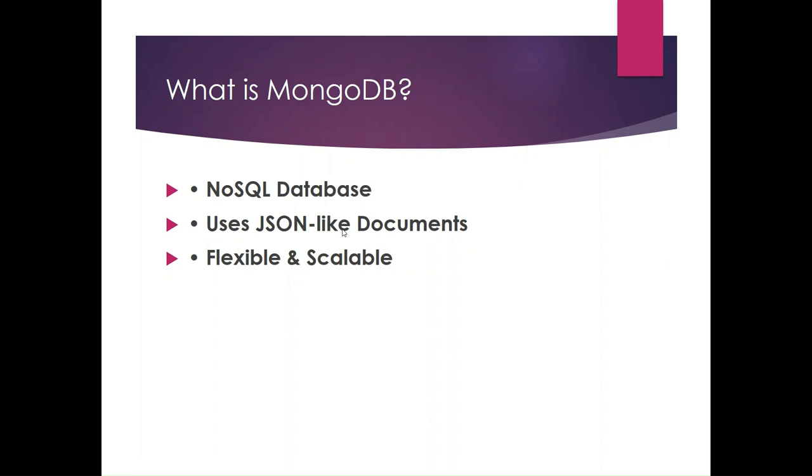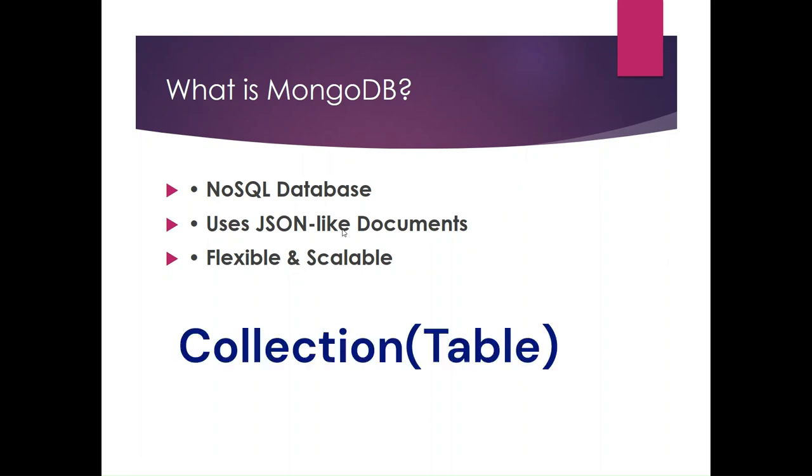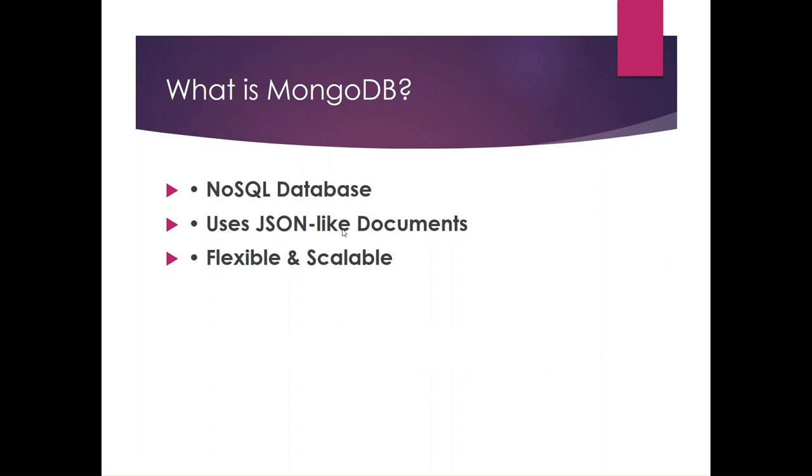For example, in SQL we have a table with rows and columns. But in MongoDB we have collections. A collection is nothing but a table here. Inside it we store documents, meaning we store data which are like rows, but in JSON format. It is like rows only, but it will be in JSON format.